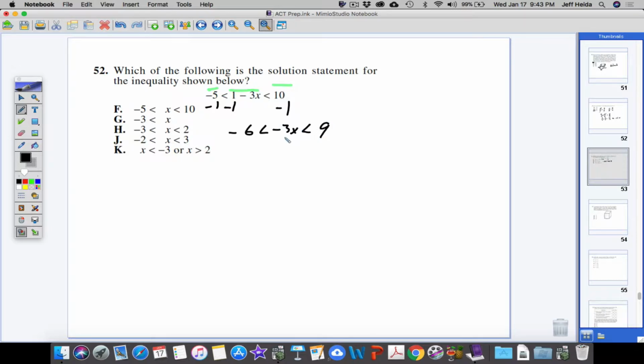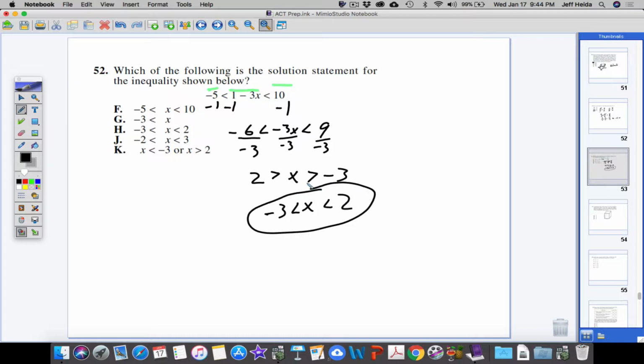Now we're going to divide everything by negative 3. Negative 6 divided by negative 3 is 2. Negative 3x divided by negative 3 is x. 9 divided by negative 3 is negative 3. And because whenever you multiply or divide by a negative, you flip the inequality, if you look at this, I'm going to rewrite it. Negative 3 is less than x is less than 2 is the answer we're looking for, and that is H.